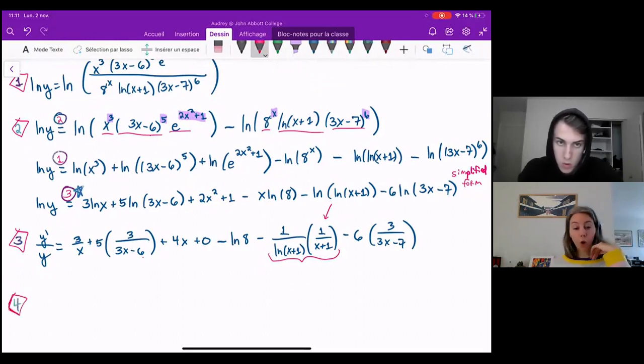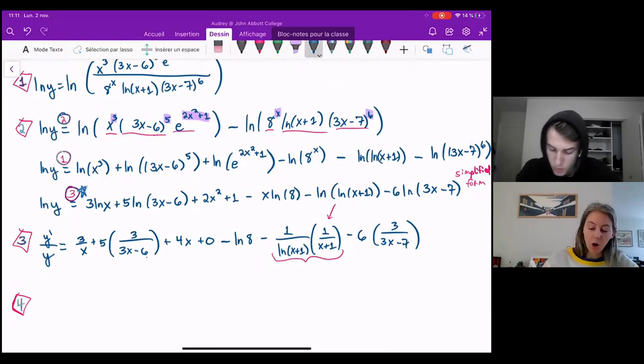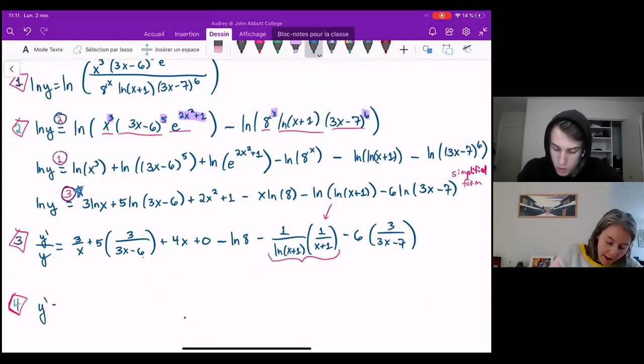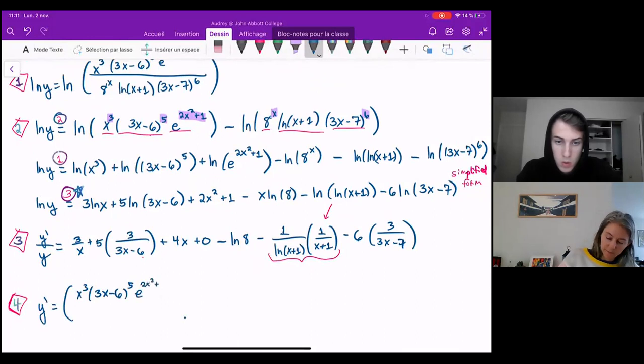Okay, so in that case, my fourth step is to multiply y over, but when I multiply y over, what do I put instead of y? The original equation. The original equation, you got it. So I'm going to have y prime is equal to the original equation, which is x cubed, 3x minus 6 to the 5th, e to the 2x squared plus 1, over 8 to the x, ln of x plus 1, 3x minus 7 to the 6.